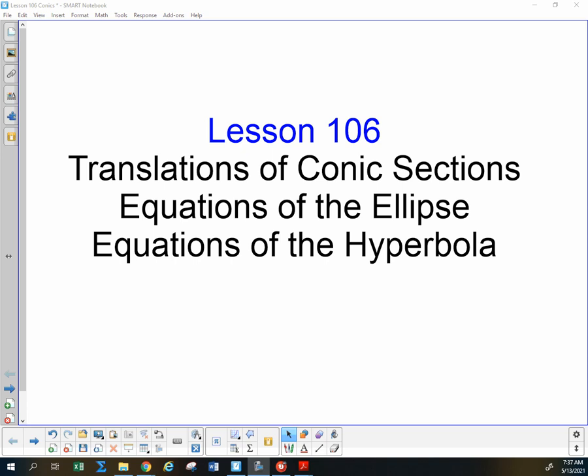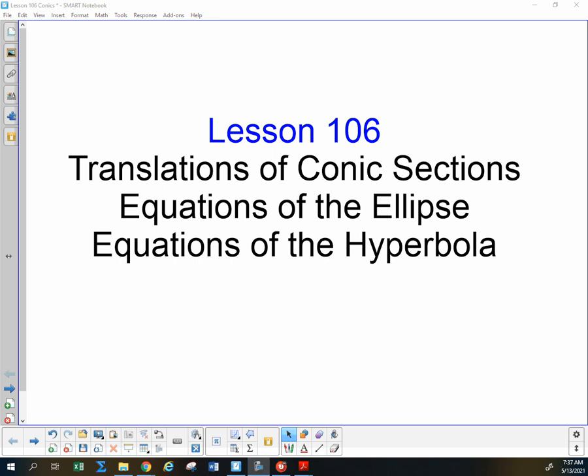Lesson 106, we have already done quite a bit of it. It's talking about conic sections and how to tell which one is which just from looking at the equation. And we have already translated or shifted circles, parabolas, and ellipses. The book just does the ellipses today. We went ahead and did it early since it was almost the end of the year and I wanted you to have some practice with that.